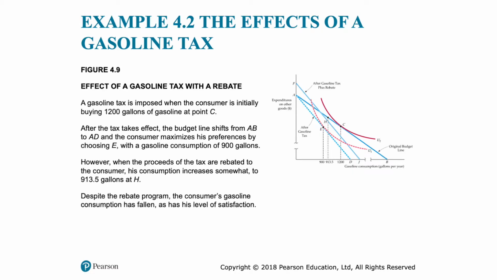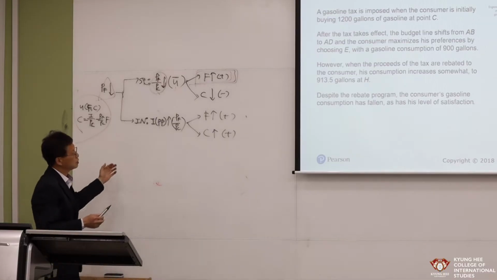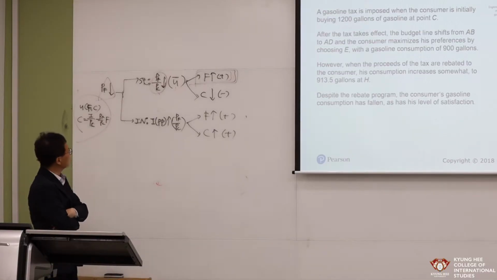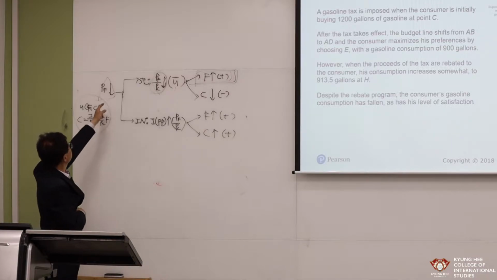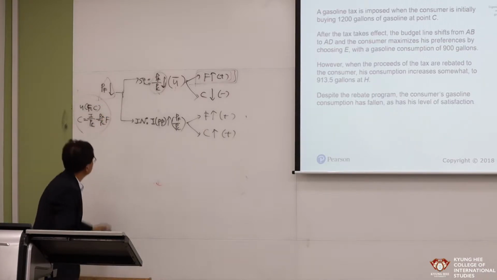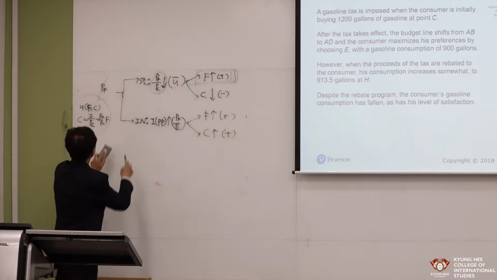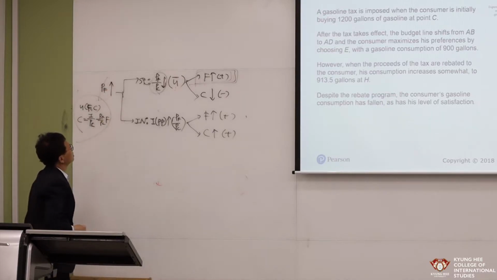Example 4.2, the effects of a gasoline tax. Before explaining this, I'd like to explain this one again. So we studied the normal good case, the giffen good case, and the inferior good case when the price of food decreases. Now think about what happens when the price of food increases.